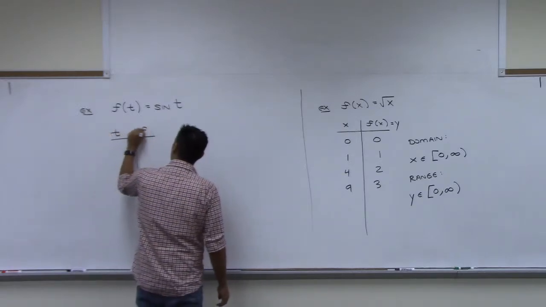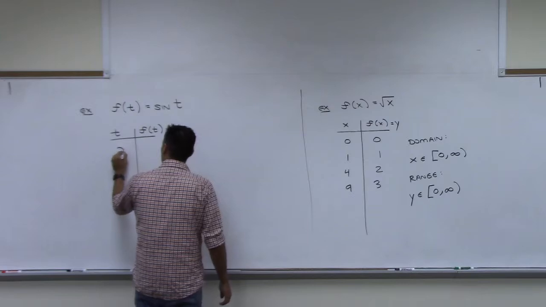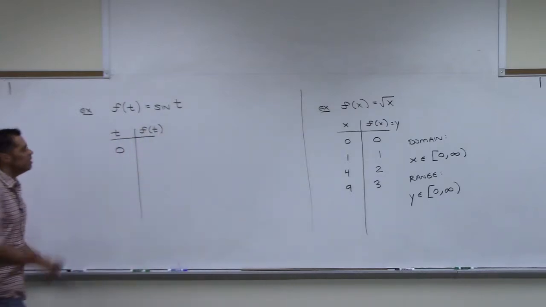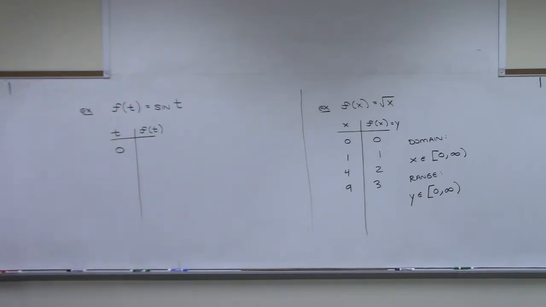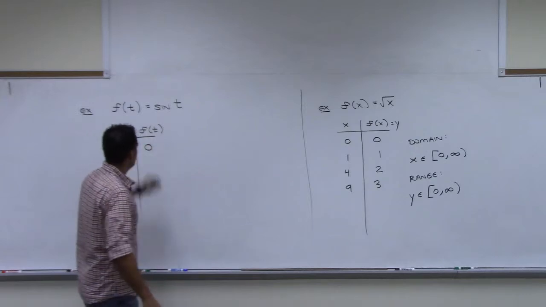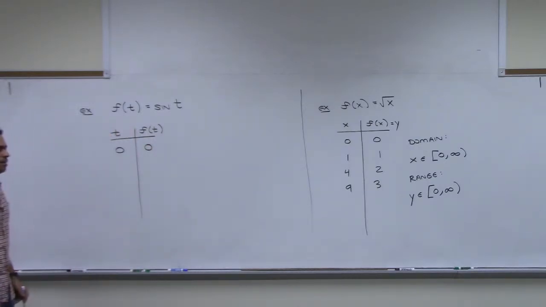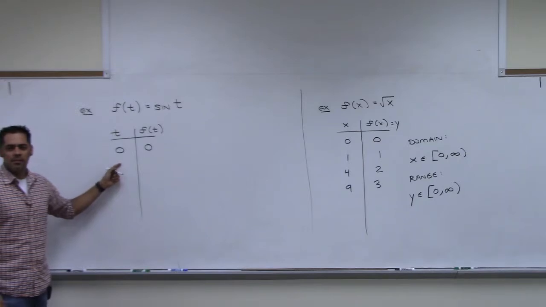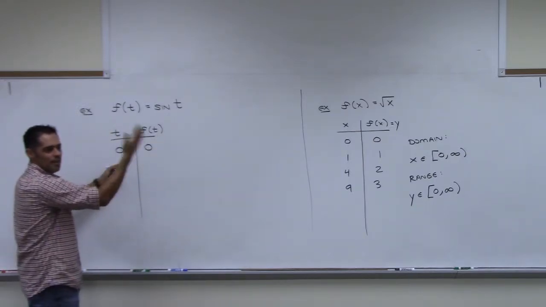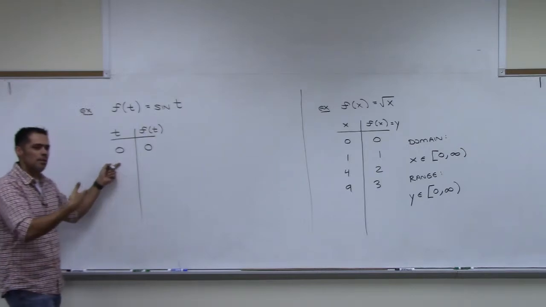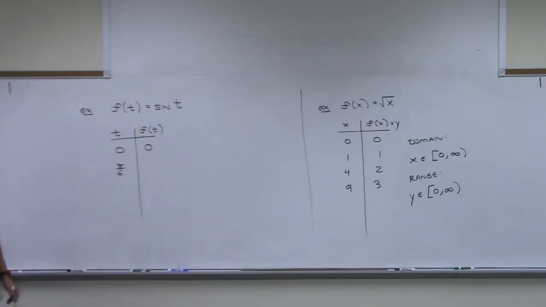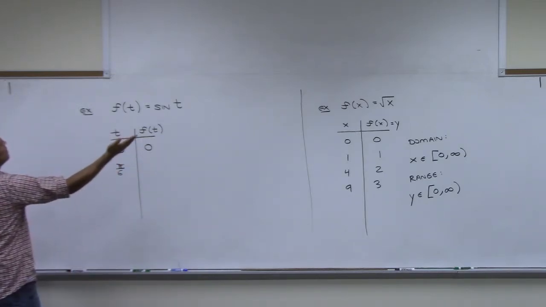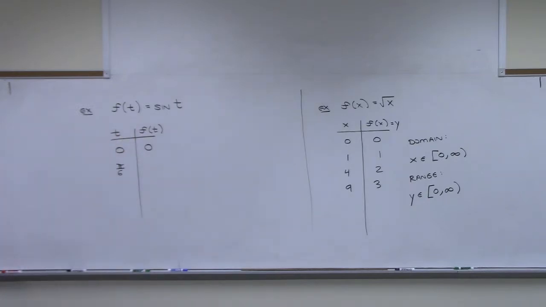t, f of t. 0. What's sine of 0? 0 degrees, y coordinate? 0. Now, if I put 1 here, you're not going to be able to get that, all right? You're going to have to break your calculator out for that. So I'm going to give you an angle that you should know. How about pi over 6? Sine of pi over 6. So 0, pi over 6, y coordinate? Half.